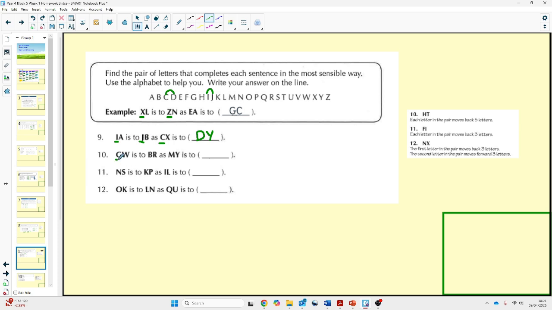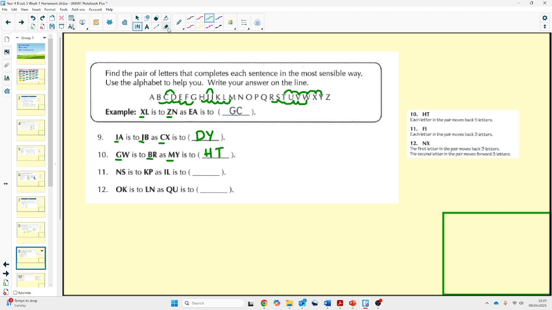And then let's go to 10. So we're going to go from G to B. So we're going to count backwards, 1, 2, 3, 4, 5 backwards. So we're going to go to M, go backwards 5, 1, 2, 3, 4, 5. So very useful, obviously, having the alphabet there, is H. And then W to R is also back 5, I believe. 1, 2, 3, 4, 5. So we need to go to Y backwards 5. Going to go along the top this time. 1, 2, 3, 4, 5 to give us T.